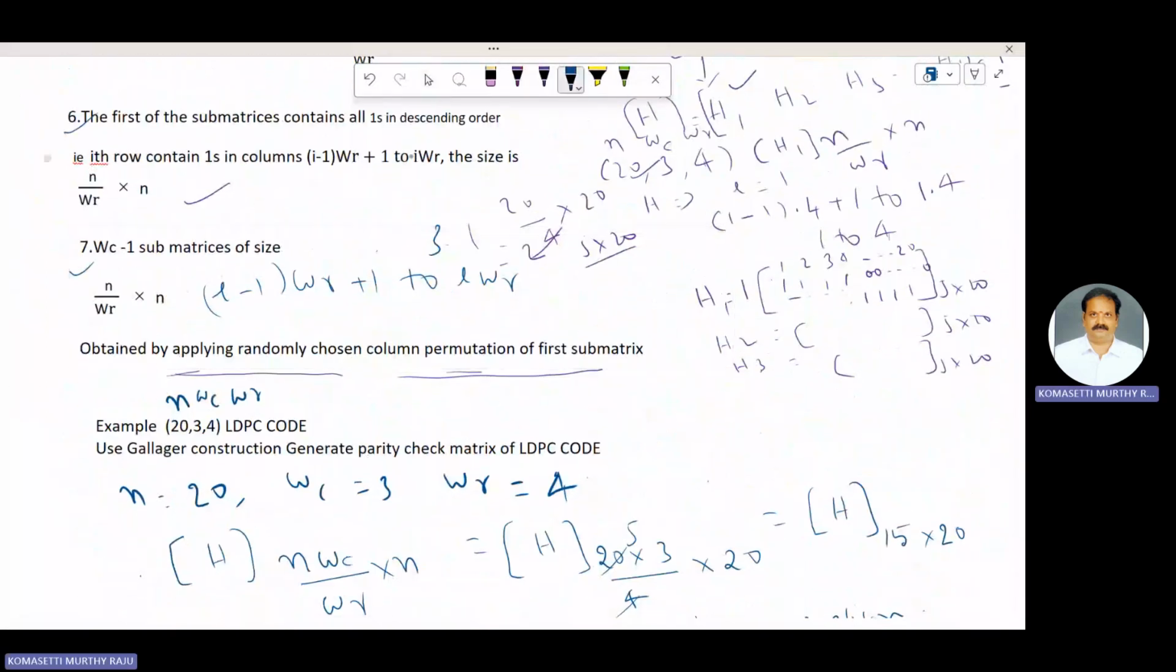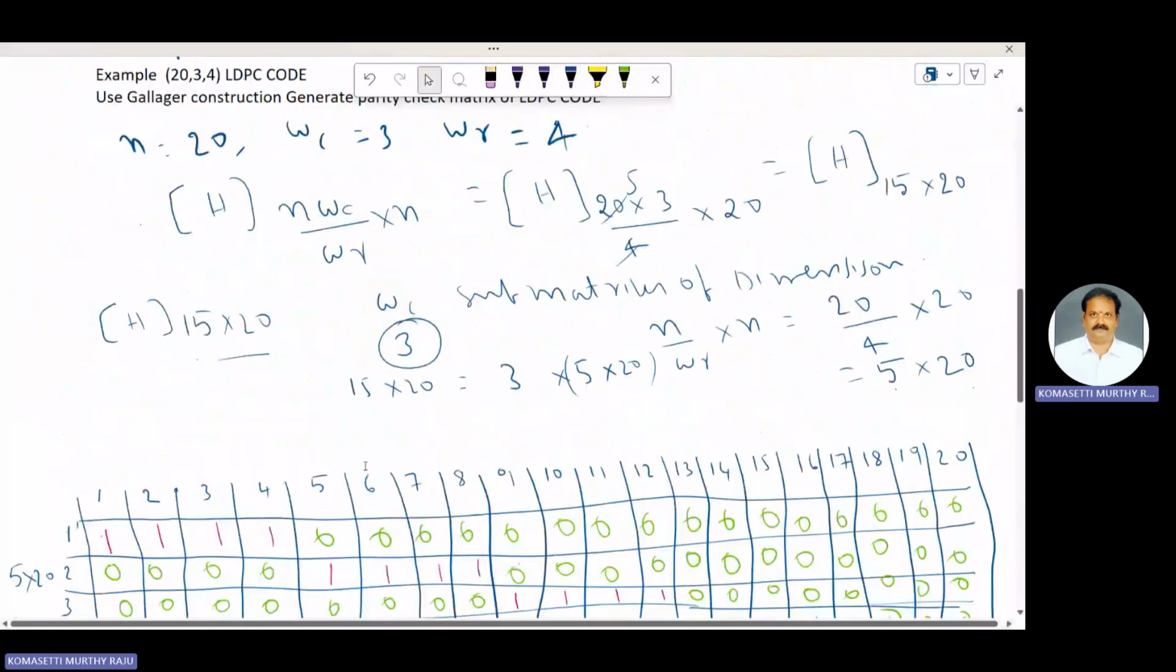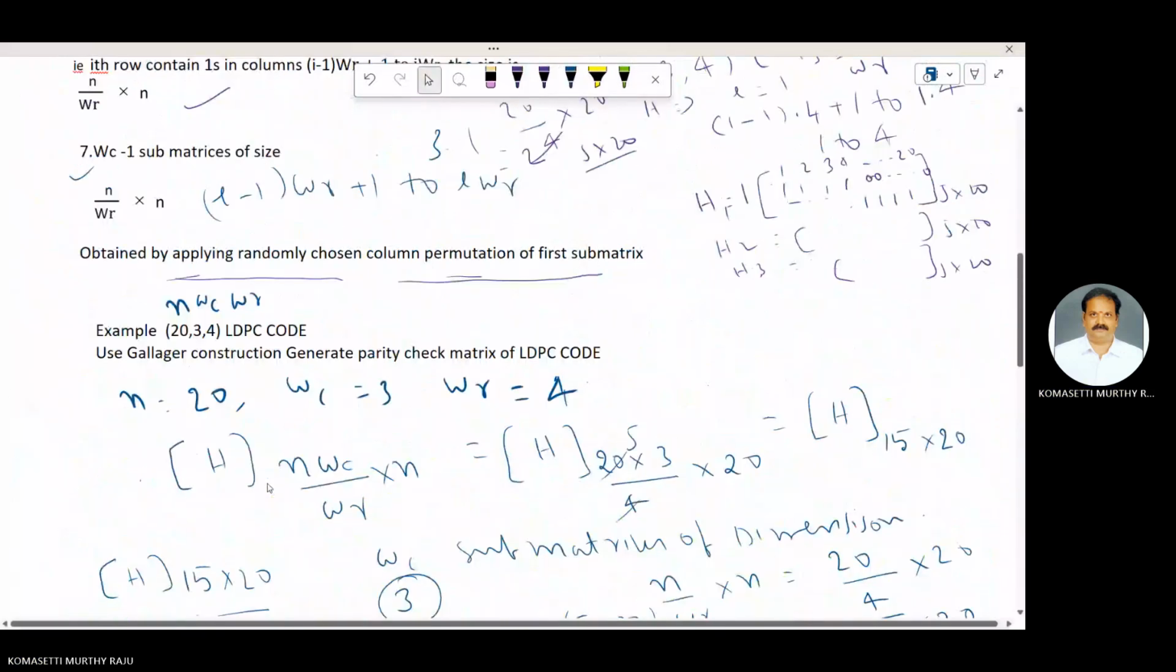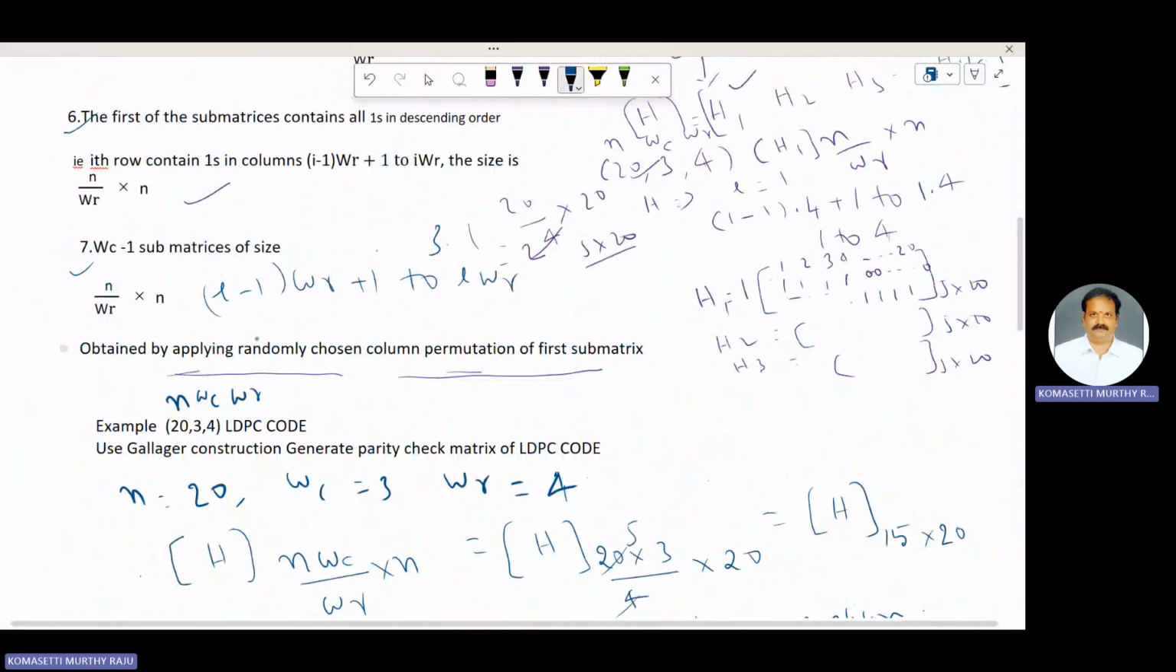The first submatrix contains all ones in descending order. Descending order means for the first row, the columns are 1, 2, 3, 4. For the second row, 5, 6, 7, 8. For the third row, 9, 10, 11. This is the descending order. The first submatrix contains all ones in descending order. The size is like that.